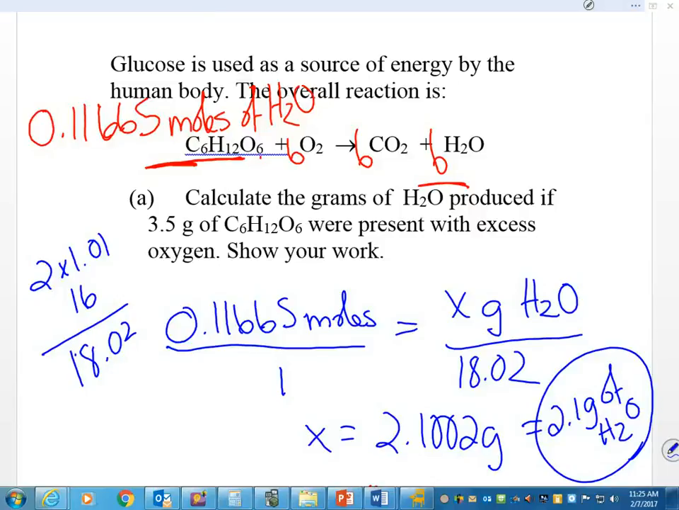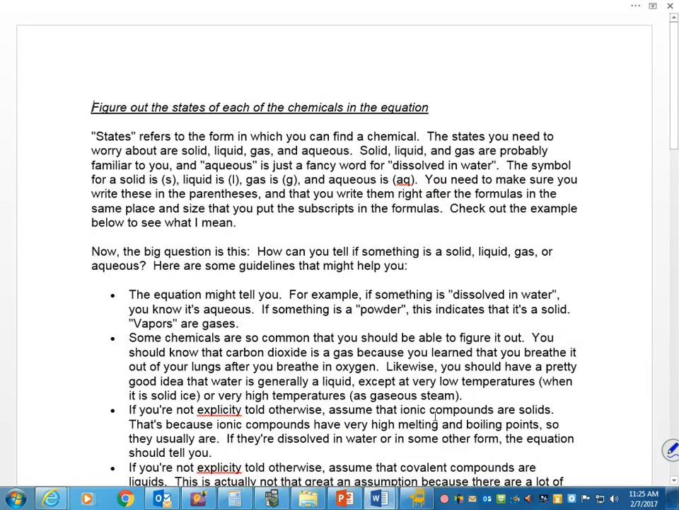Now, the second thing I wanted to talk to you about is this page about states. My grade 11s will recognize it. My grade 12s should recognize it, but it might take you a while to think about it or figure it out because it's been about a year and a half for you for looking at chemistry kind of stuff.